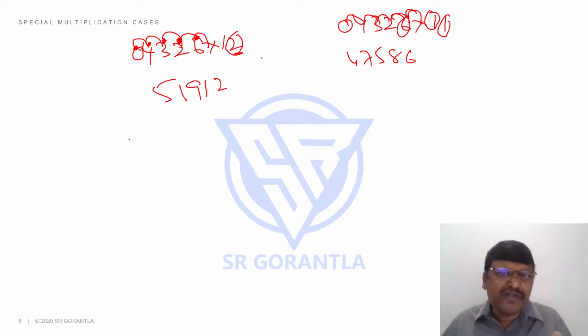So in what way is it different from 11? There we are adding every digit and its immediate right digit. Here, before adding, we are first doubling every digit, then adding to its immediate right digit. Right? So let's take one more example.